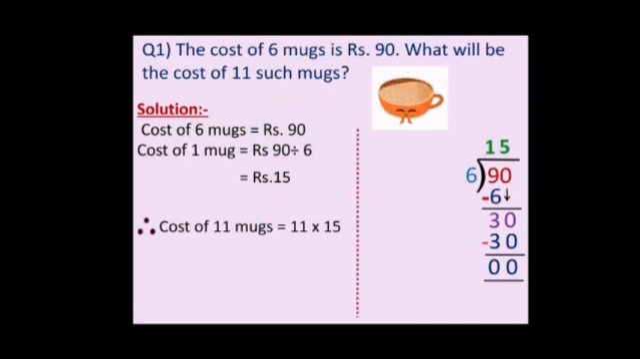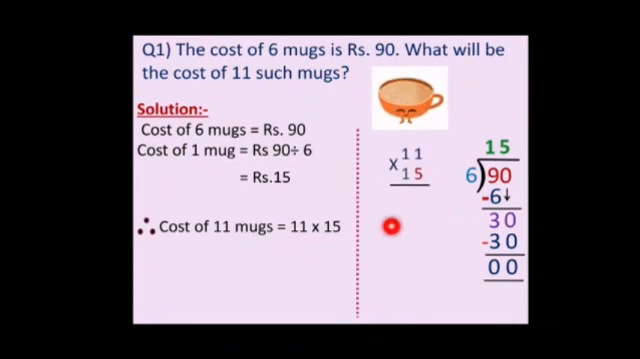Now the cost of 11 such marks. What will we do? To find the cost of 11 such marks we will multiply 11 by 15. Why will we multiply? Because the required quantity is 11 and the value of 1 mark is 15. So that's why for finding the cost of 11 marks we need to multiply 11 by 15. Let's multiply here.